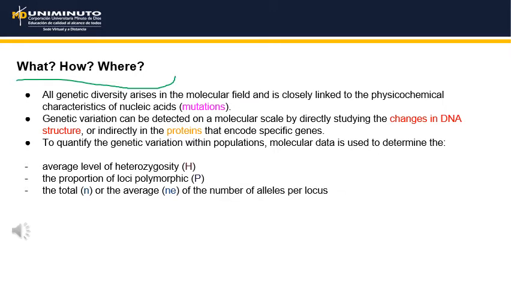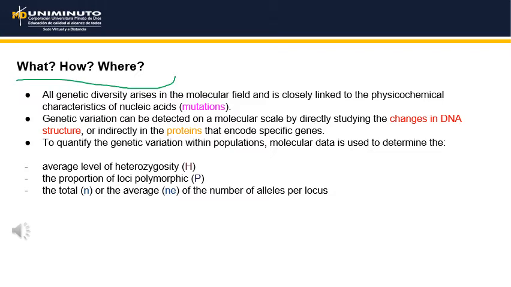But how is it possible to quantify diversity at the genetic level? First, genetic variation can be detected on a molecular scale by directly studying the change in DNA structure or indirectly in the proteins that code specific genes.